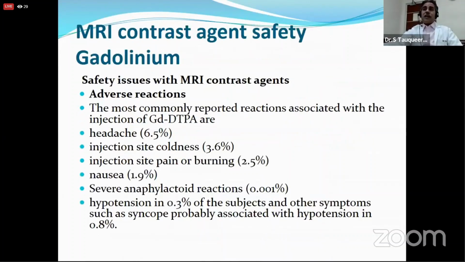Talking something about the contrast agents. Gadolinium is a contrast agent used for imaging in MRI. It is a paramagnetic substance which can add to the information, and it's very commonly used, but it has side effects, which are very minimal, not very significant. Some headache and coldness can happen. Severe anaphylactic reactions can happen in a very small percentage, 0.001, that means 1 in a lakh patients. So it's a relatively very safe contrast agent, but still we need to take certain precautions.